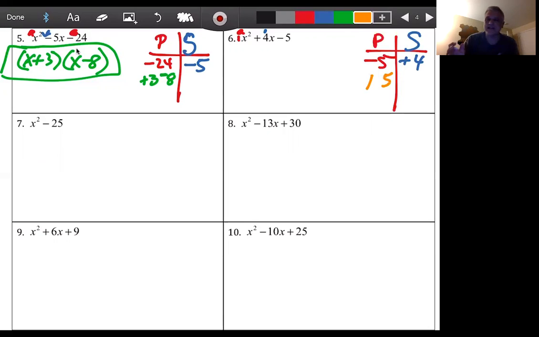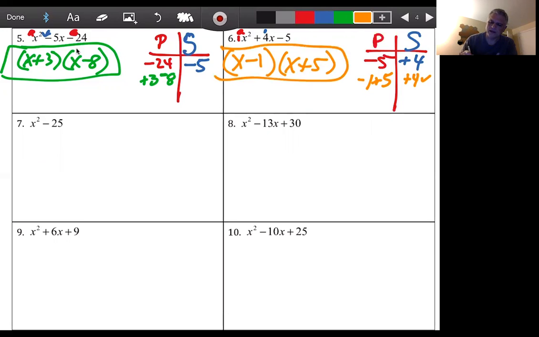They multiply to a negative, so one of them is going to be negative and one of them is going to be positive. But the bigger one has to be positive because there's a plus 4. So the little one's negative and the big one's positive. If you add them together, you get plus 4. So minus 1 plus 5. If you FOIL it out, x squared plus 5x minus 1x, which is plus 4x, minus 5. You got a winner.